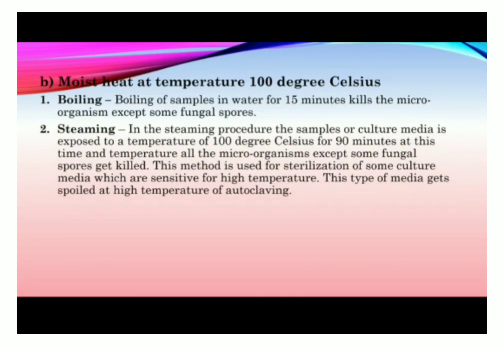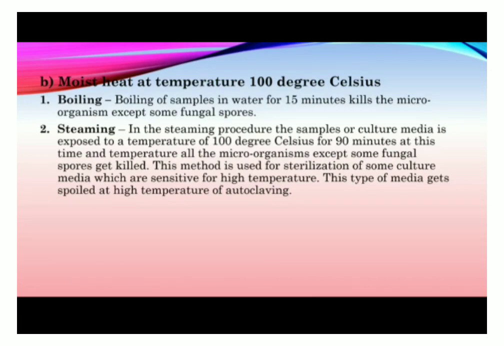Second is steaming. In the steaming procedure, the sample or culture media is exposed to a temperature of 100 degrees Celsius for 90 minutes. For literally 90 minutes the sample is exposed to 100 degrees Celsius. The temperature is maintained at 100 degrees Celsius. At this time and temperature, all microorganisms except some fungal spores get killed. So resistant fungal spores are not affected, only all other microorganisms get killed.